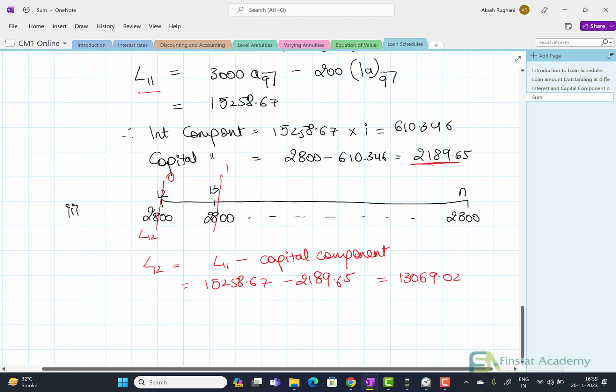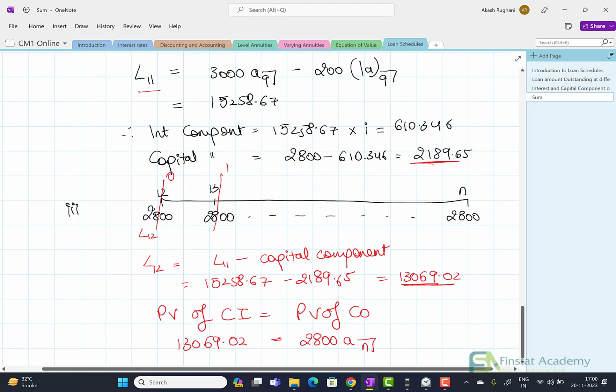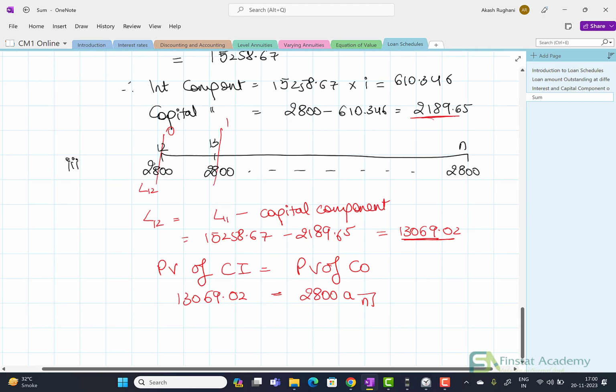Now this is to be repaid over the remaining period. So I'll make my equation of value. Present value of cash inflow must be equal to present value of cash outflow. The amount of loan here is 13,069.02, equal to outflow 2,800 a_n. Now it will remain constant, guys, so no need of PQ. It remains constant at 2,800 for the remaining period.